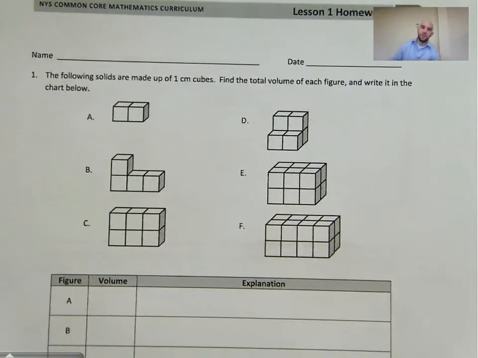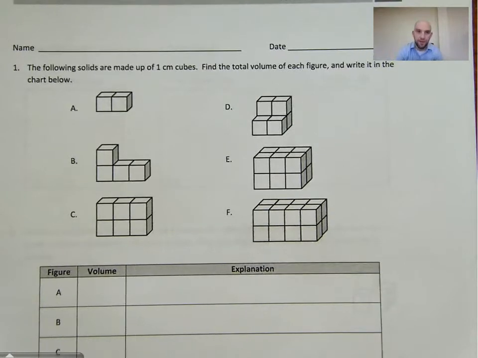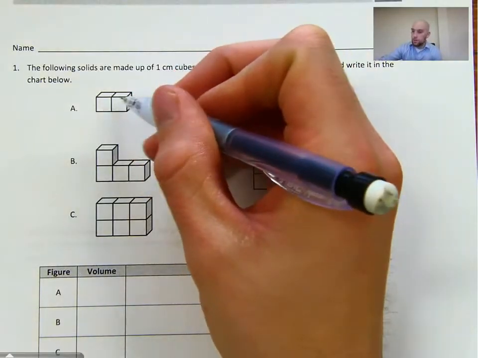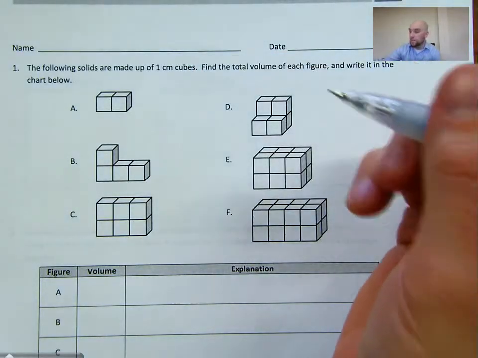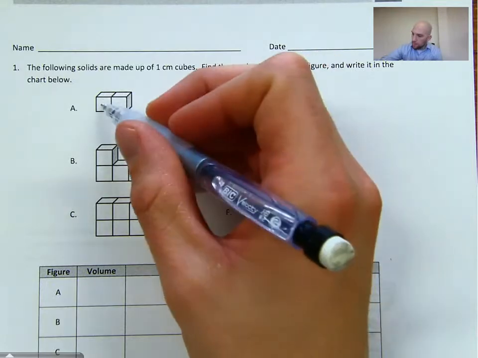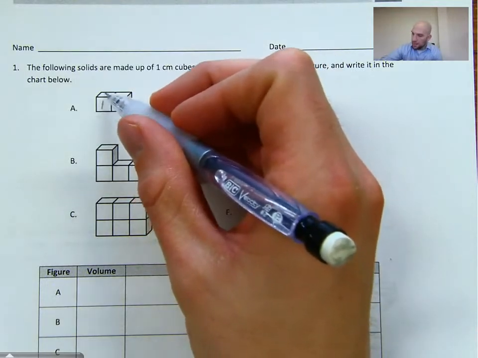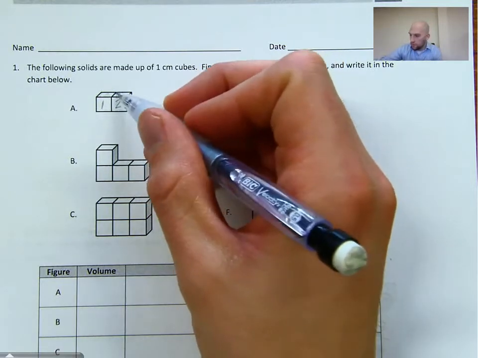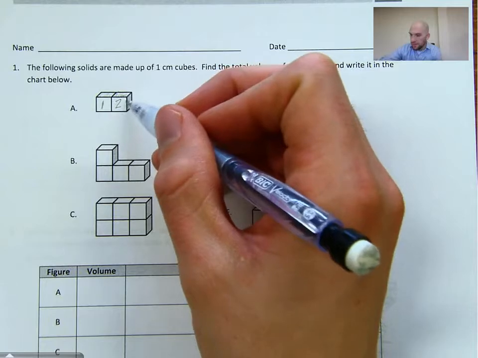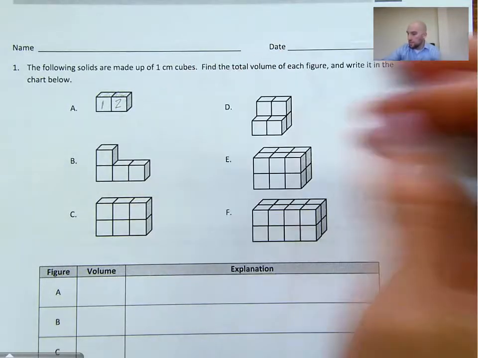We have these diagrams here. It says the following solids are made up of 1 centimeter cubes. Find the total volume of each figure and write it in the chart below. So if we look at letter A, we have 1, 2 cubes here. These are three-dimensional cubes, three-dimensional shapes. Right here we have 1, and this is the side, and then this is the top of that cube. And then here we have 2, and again, there's the top of that cube, and then this is the right side of the cube. Just so everybody sees what we're talking about here.